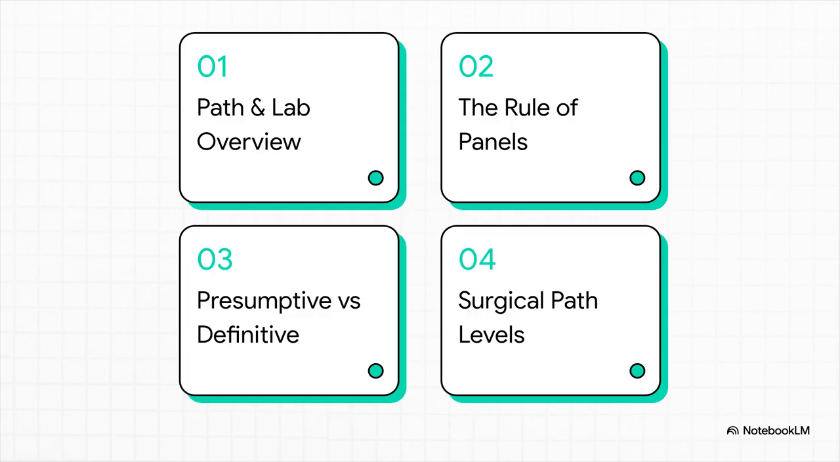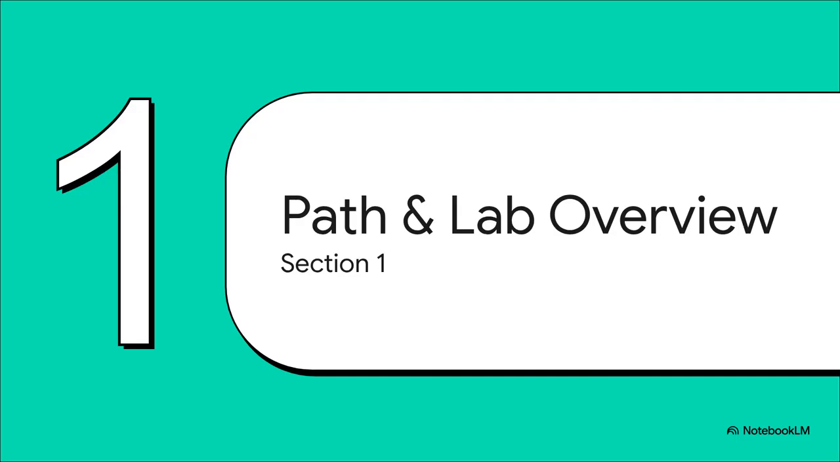We've got a clear, actionable syllabus today to lower your cognitive load. First, a quick path and lab overview. Second, the crucial rule of panels. Third, presumptive versus definitive tests. And finally, surgical pathology levels. All right, kicking things off with Section 1, Path and Lab Overview.